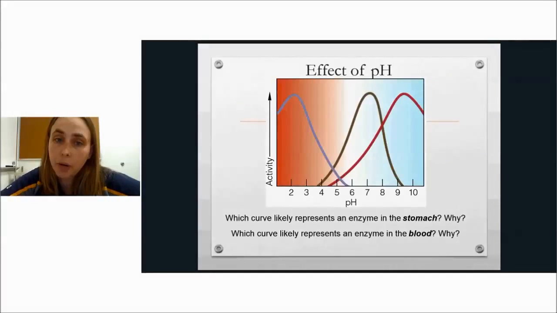Which curve represents an enzyme in the blood? Why? I hope you were able to guess. It is this middle one. Blood pH is 7.4. So right here at 7, with the highest activity, that is where the enzymes are going to be. What you can think of on your own is maybe where an enzyme that functions in a basic environment, what type of enzyme might that be?